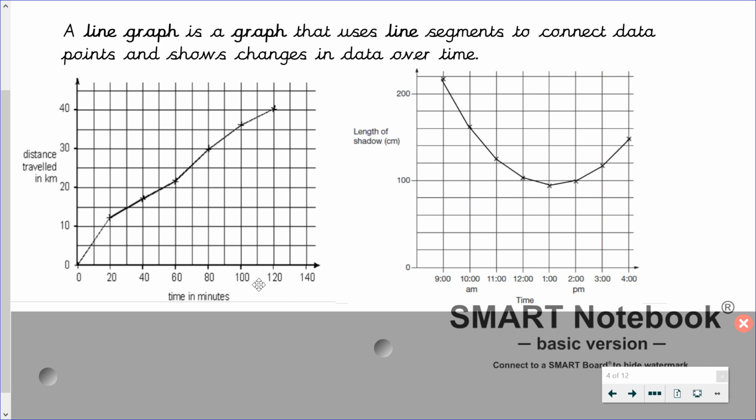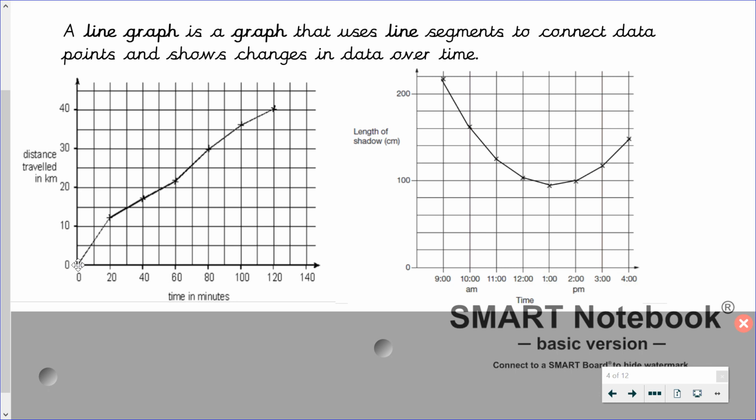We know whereabouts our data should go. So you choose these intervals. And then we have labels for each of the axes. So this is times in minutes. And this is distance traveled in kilometers for this one. And you can see each of the data points is marked by an X here. So they're marked each part of the data.